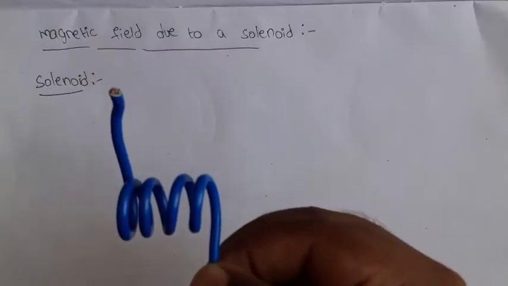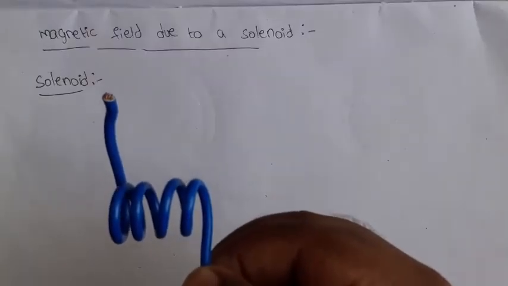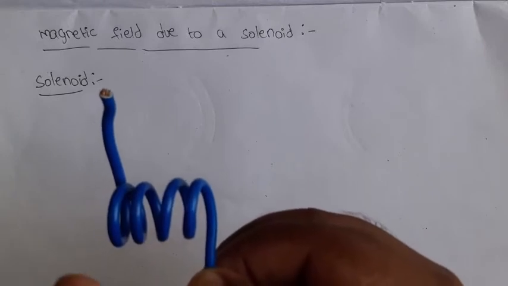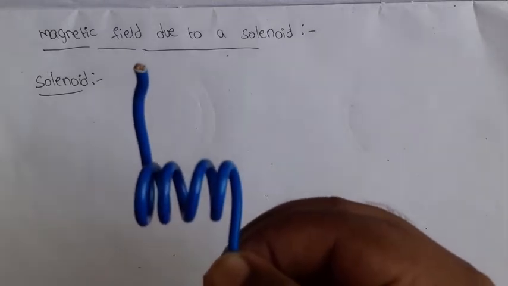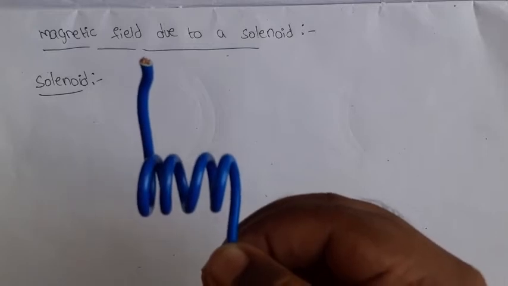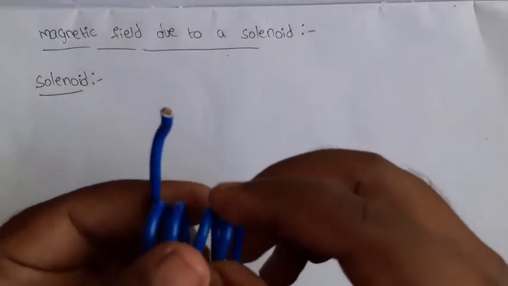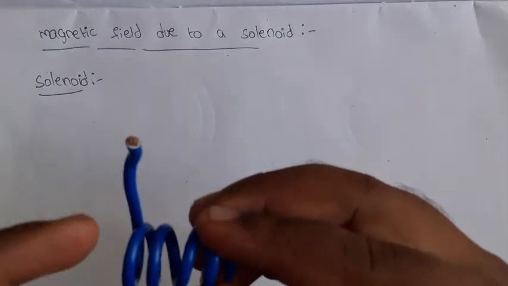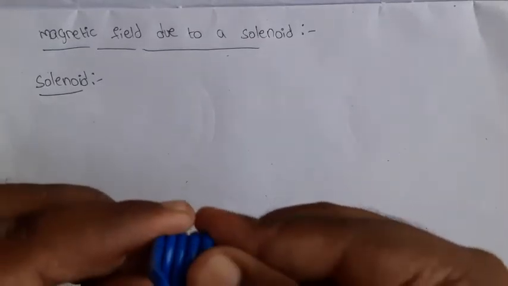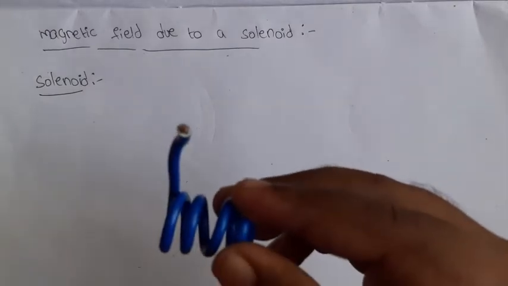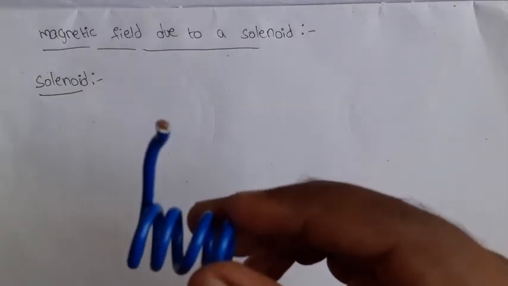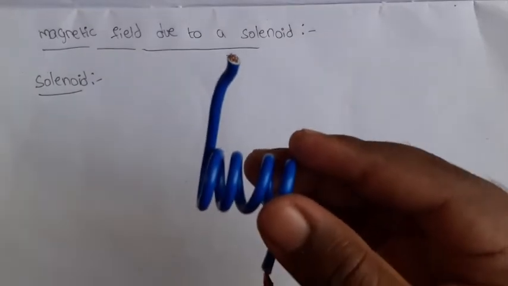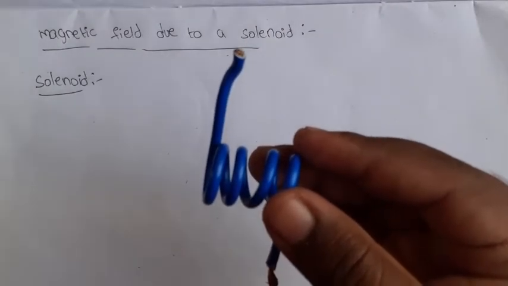What is the definition of the solenoid? A long, tightly wrapped helical coil of insulated wire is called a solenoid. This long wire is tightly wrapped. Tightly means like this. This structure is called helical. A helical coil of insulated conductor is called a solenoid.